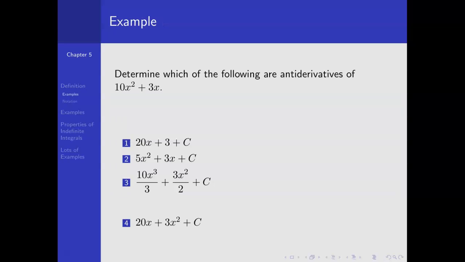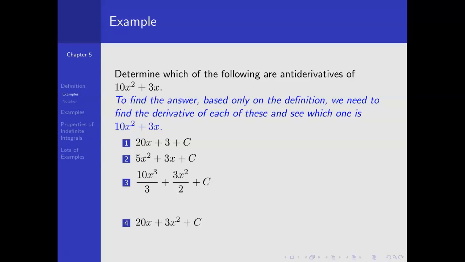We're going to figure out which of the following in this list are antiderivatives of 10x squared plus 3x. So here, to find the answer, using only the definition that we need the derivative of the antiderivative is the original function, we're just going to check the derivative of each of these functions that are given as possibilities and see which one is 10x squared plus 3x.